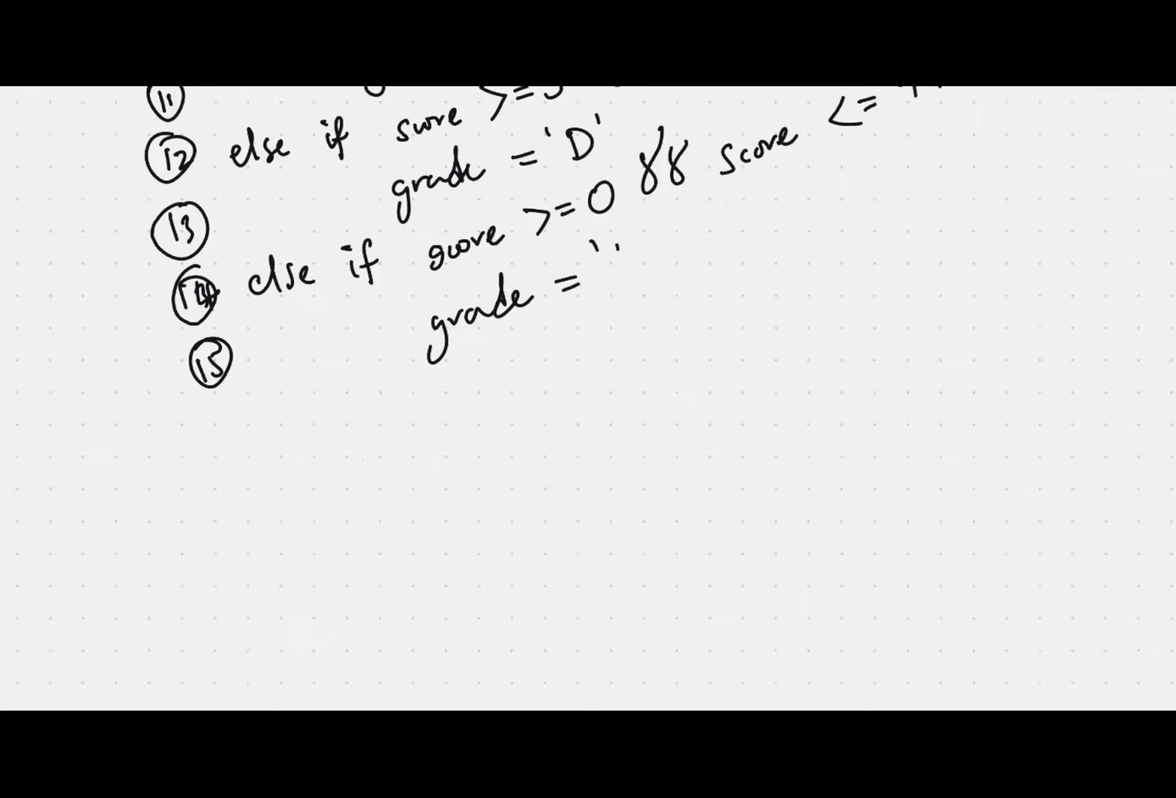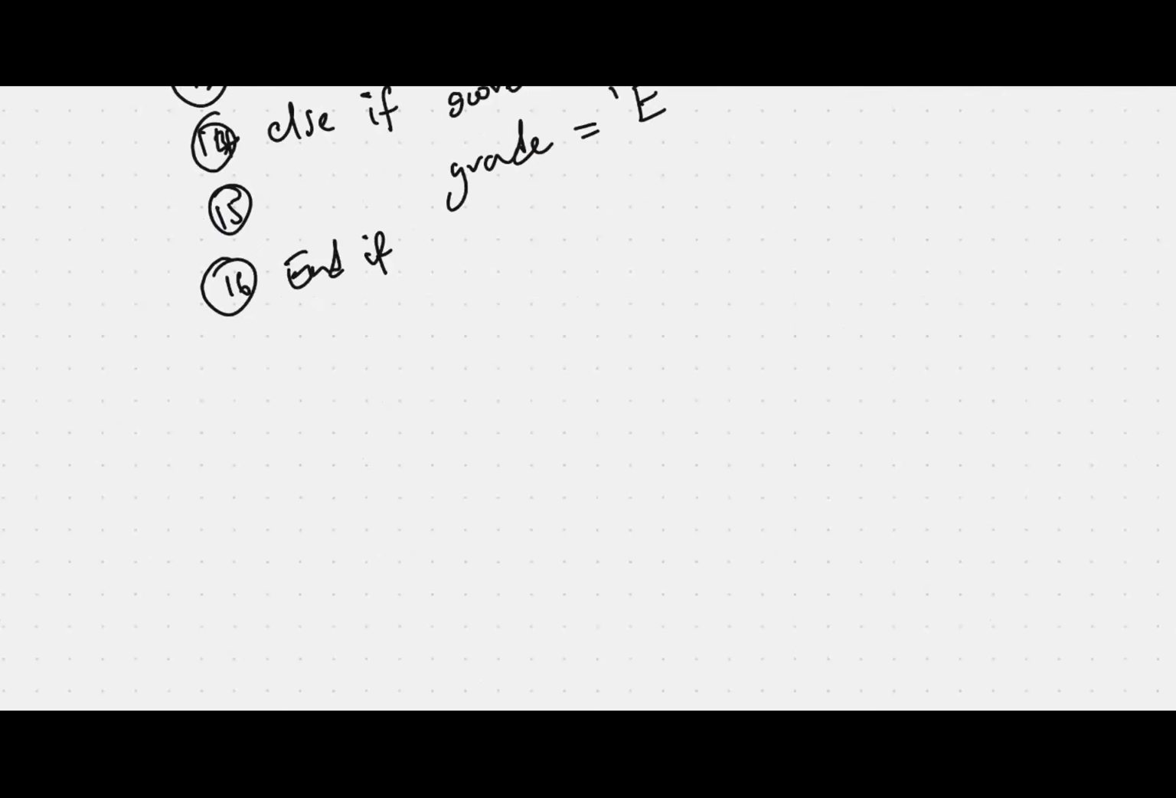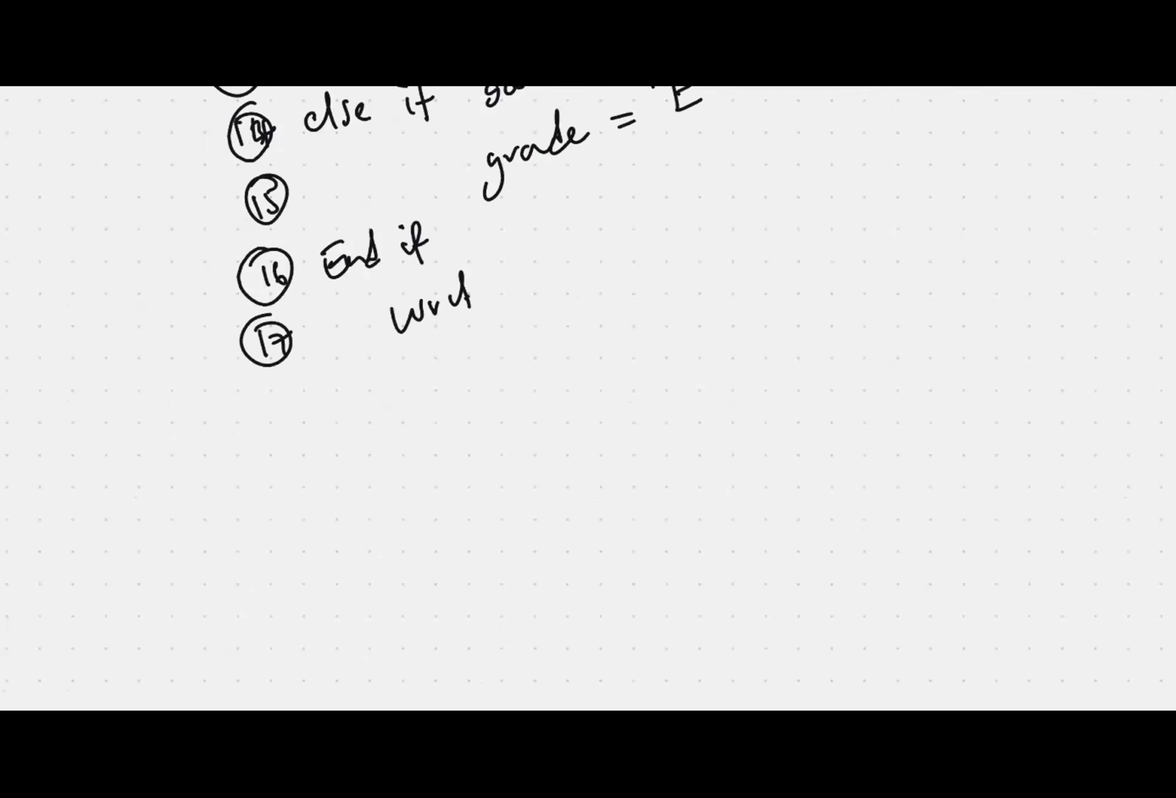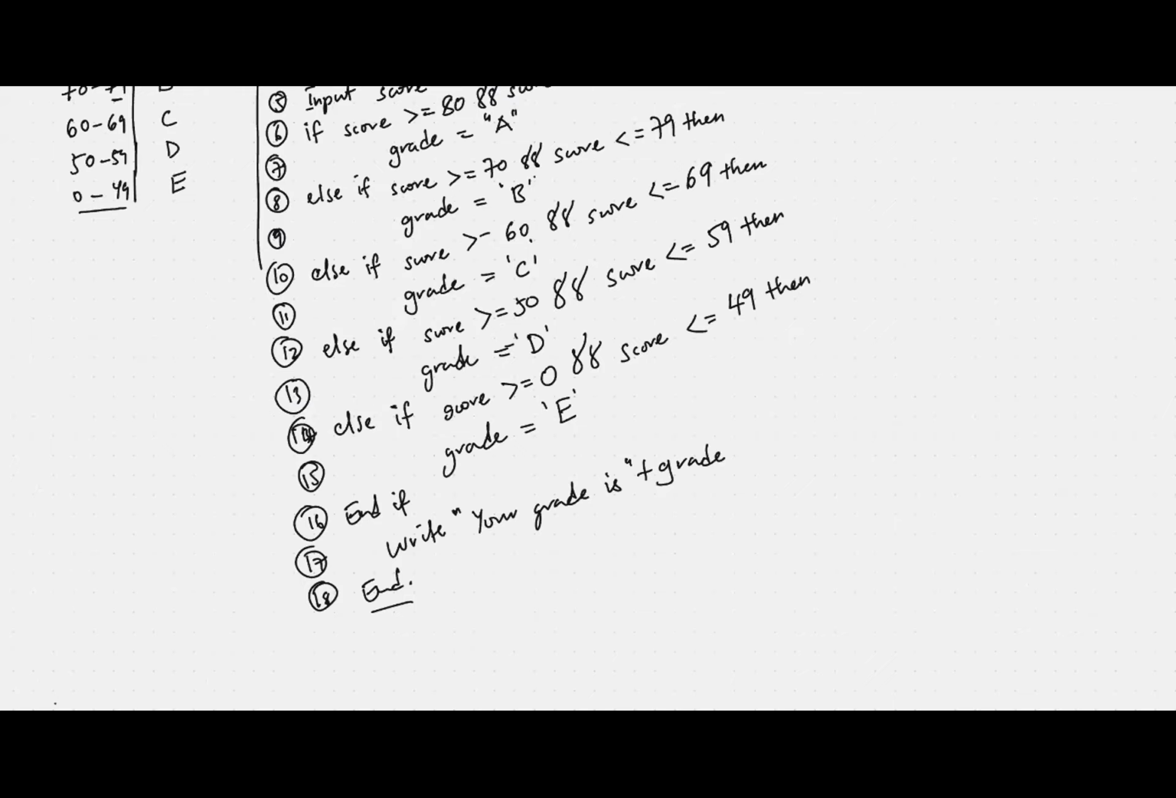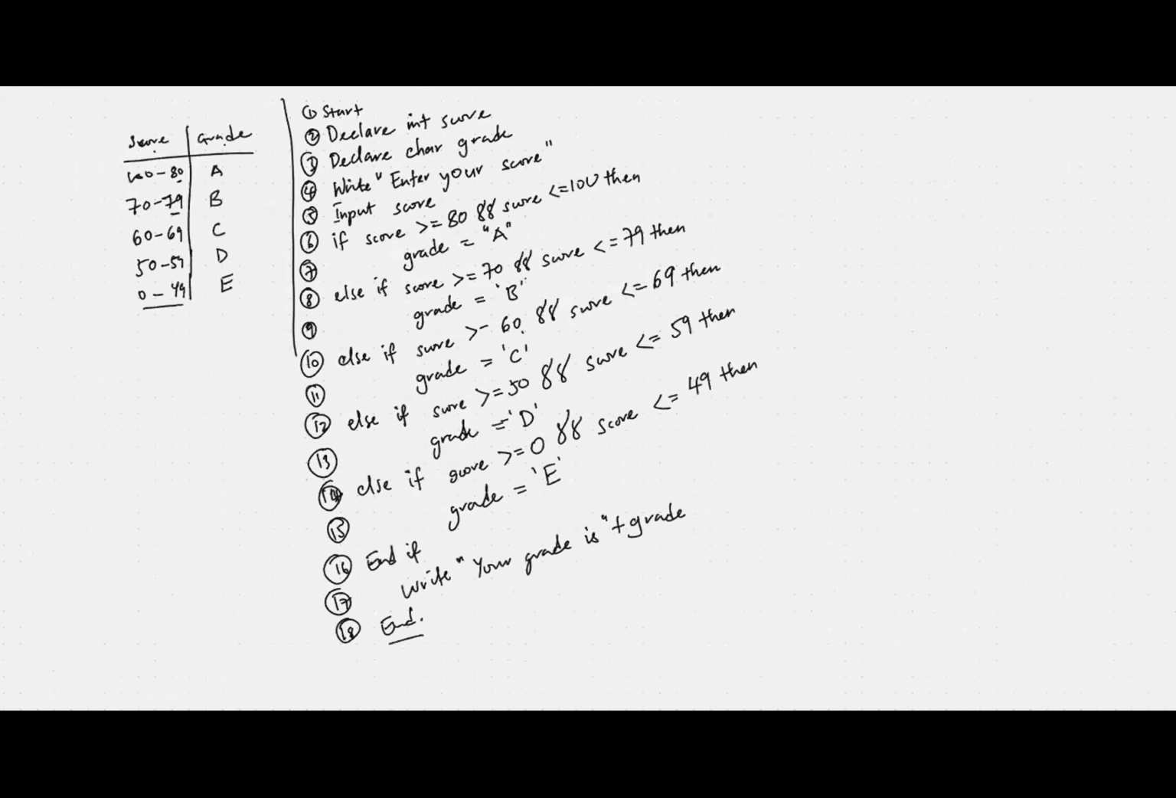So we end the if statement, then 17 we can output. So we write, your grade is, and we can concatenate that with what? Grade. Number 18, we can end the program. Okay, so let me squeeze a bit so we can see. Sorry about the size, it's a bit difficult to show everything with the bigger size. Is it a bit clear?